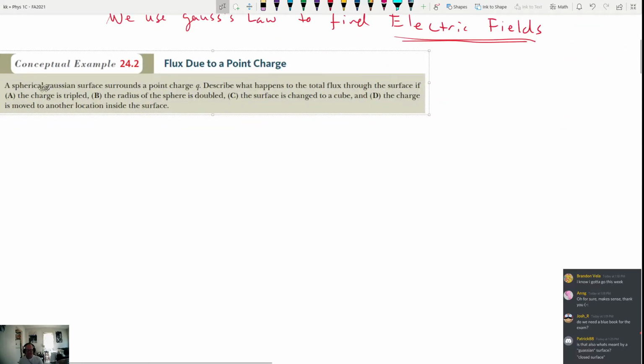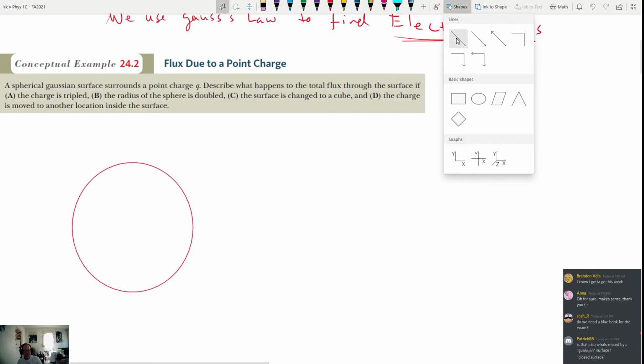It says, a spherical Gaussian surface surrounds a point charge Q. Describe what happens to the total flux through the surface if the charge is tripled, the radius of the sphere is doubled, the surface is changed to a cube, and if the charge is moved to another location inside the surface. So we have a spherical Gaussian surface. Don't worry about that word Gaussian. It's just a spherical surface. That's all that you really need to know about that.